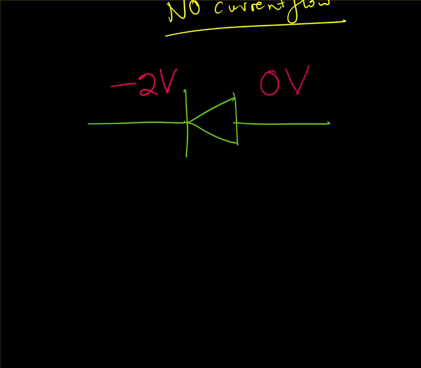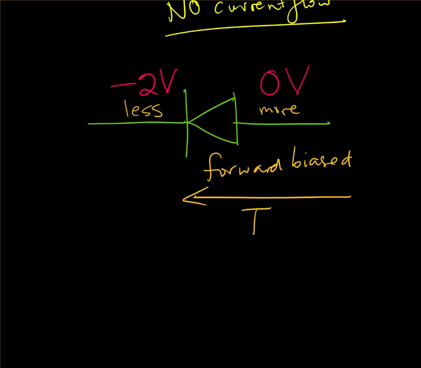Okay. So hopefully what you came up with was the fact that this minus 2 volts is less than 0 volts. So the 0 volts is still more than minus 2 volts. So this is actually going to be forward biased, and I'm going to have current flow in this direction. All right.